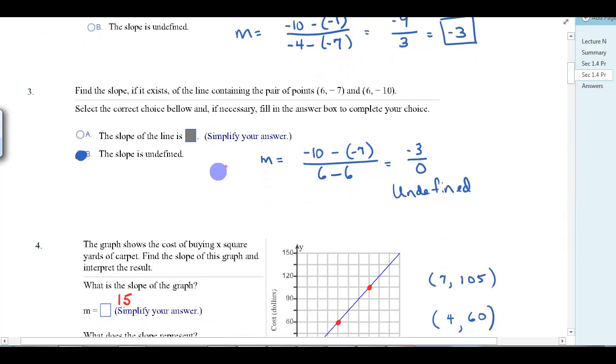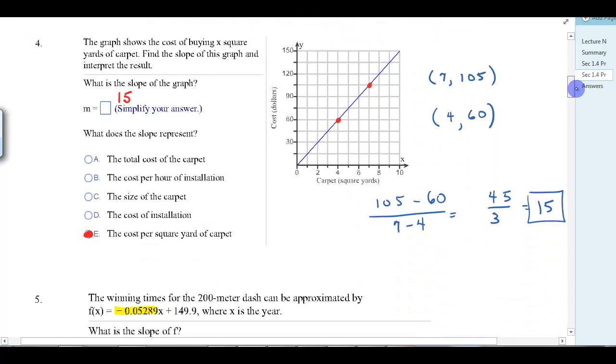Number 3, same idea. Negative 10 minus a negative 7 over 6 minus 6. We end up with negative 3 over 0. We can never have 0 in the bottom. That gives us an undefined value. So this is your choice. The slope is undefined. Anytime you see the x repeated, that's what you're going to get. You're going to have a vertical line, and it will be an undefined slope.